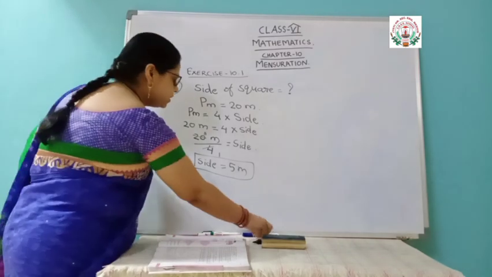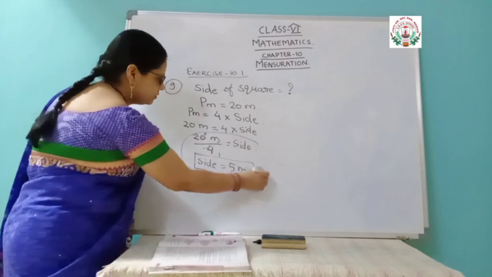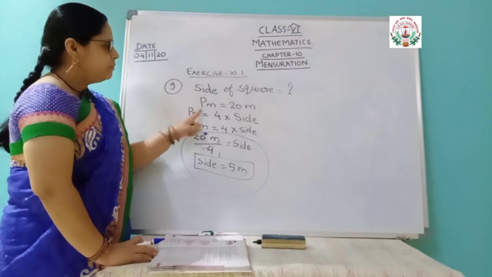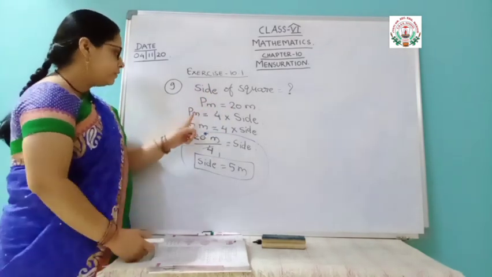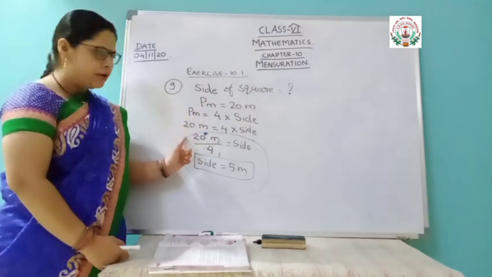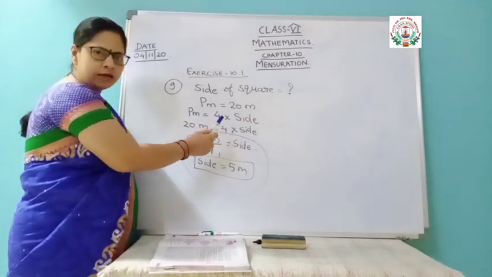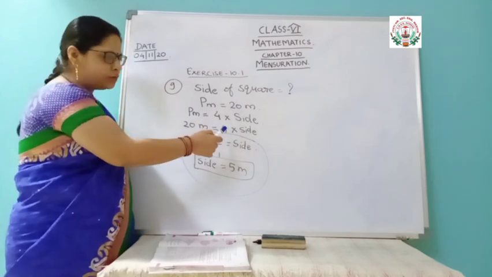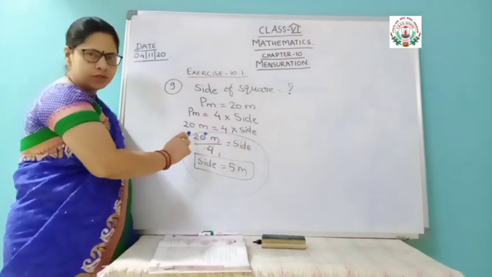So this much portion you have to see again. Perimeter is given and side of the square is asked to find. Perimeter is equal to 4 into side for the square. Perimeter value you have written 20 meter and 4 into side. Okay. Now when you are asked to find out the side, this 4 into, it is in multiplication form on the other side. So when you are bringing it to the other side, this is called as equation.